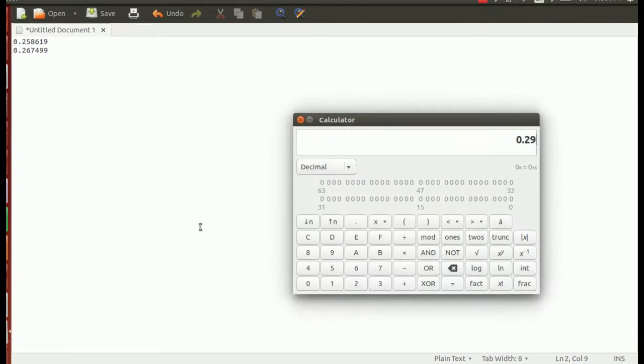Okay, so let me open my calculator and let me calculate what is the delay that I have achieved. 0.267499 minus 0.258619. So this gives me a delay of 8.88 milliseconds. So this is in seconds, so the delay is 8.88 milliseconds, which is as expected.